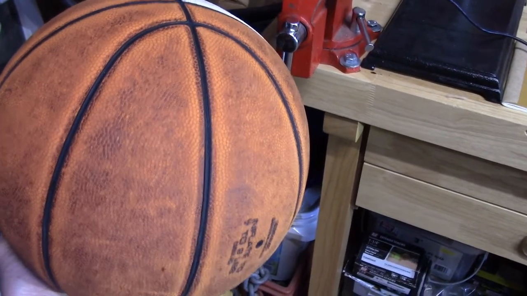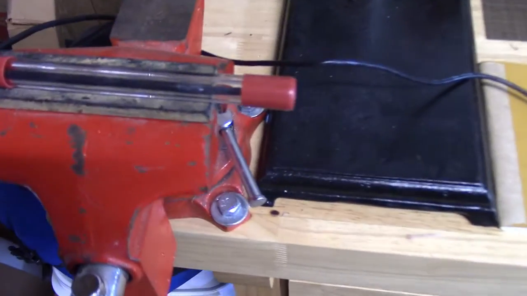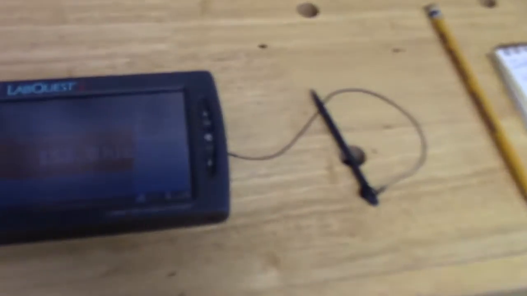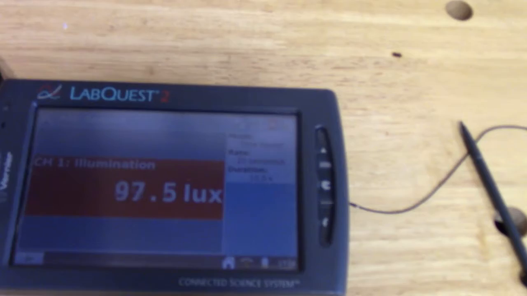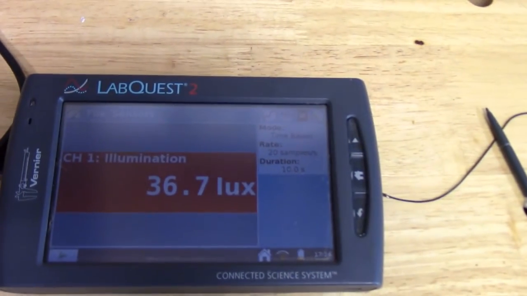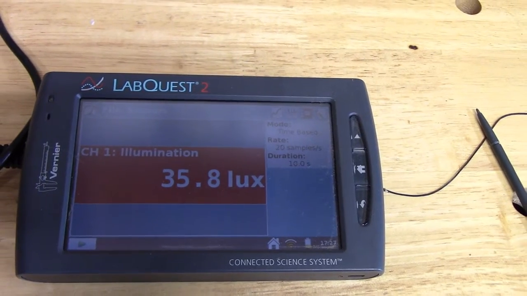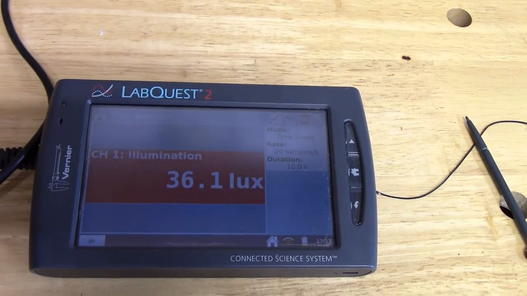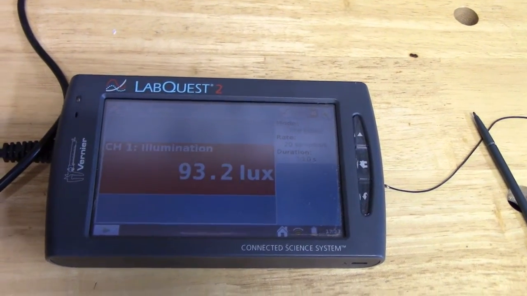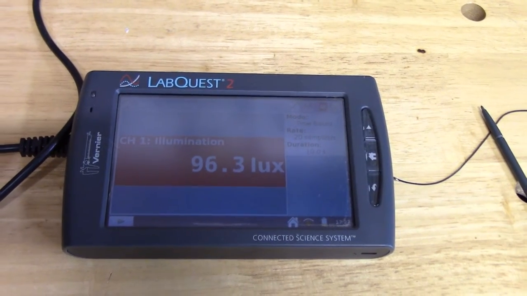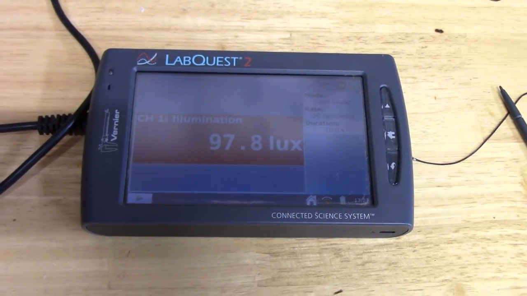And what we're going to do is use this light sensor that is connected to our data collection device and tells us what the intensity of the light is that's being received, so we can test our idea that the angle of the sun on the Earth is the cause of the seasonal changes. So we'll set that up and we'll see how that works.